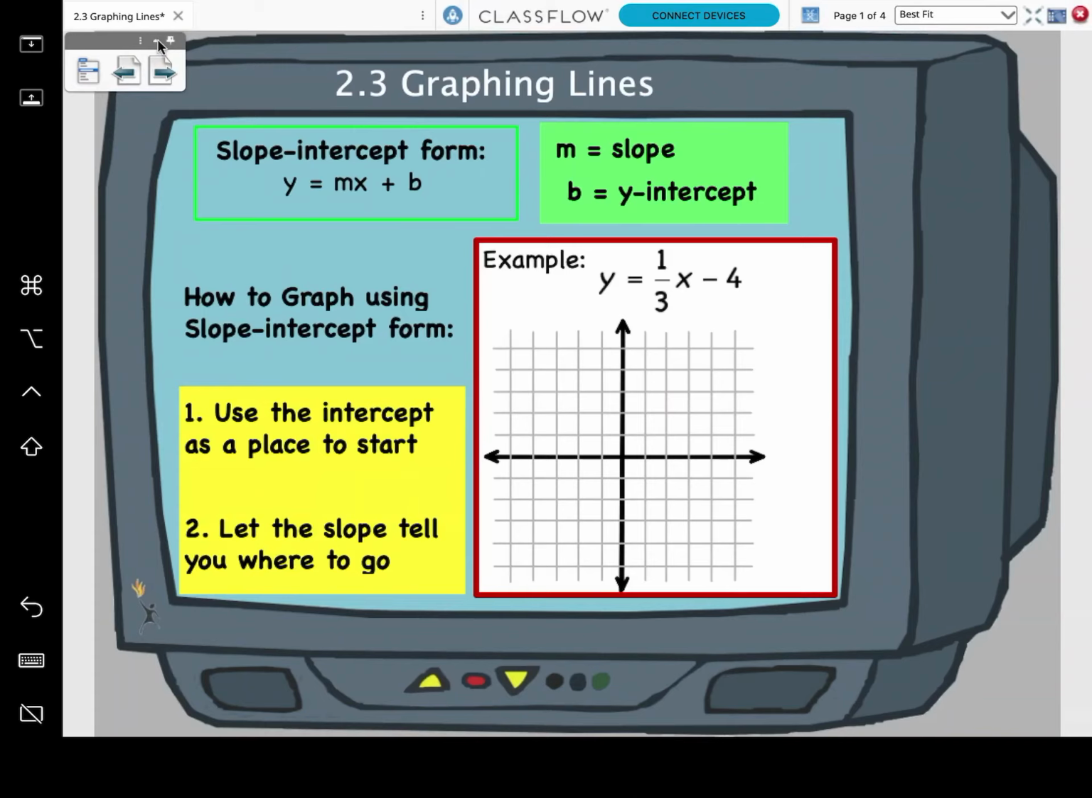Slope-intercept form, remember, is y equals mx plus b, m being the slope, b being the y-intercept. Those are two very important things to know, and we can use those to graph lines very quickly, much faster than creating those xy tables that some of you really like. It's still okay to do that, but this would be a faster method.